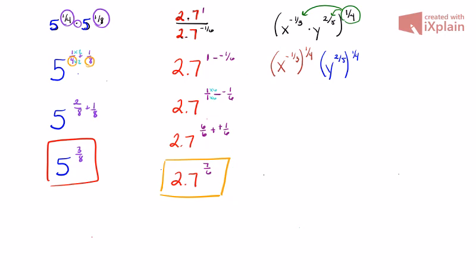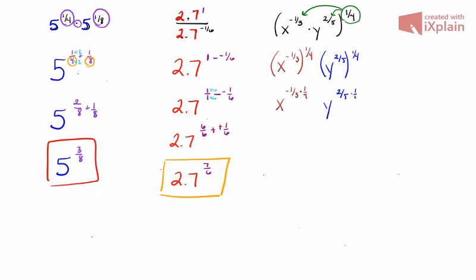Well, at this point, what exponential rule does it look like you're going to have to use here? Product, quotient, or power? I'm noticing that I have a power raised to a power here. So I'm going to have to use the product rule, or sorry, the power rule. I always end up switching them when I'm talking. We're going to use the power rule in order to simplify this down. So I can have x raised to the negative 1/3 times 1/4, and then y raised to the 2/5 times 1/4 as well.